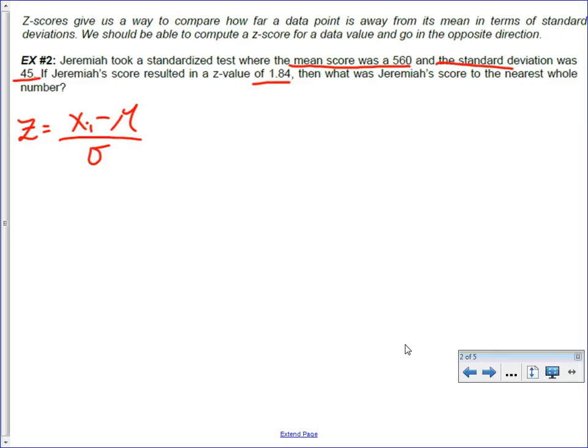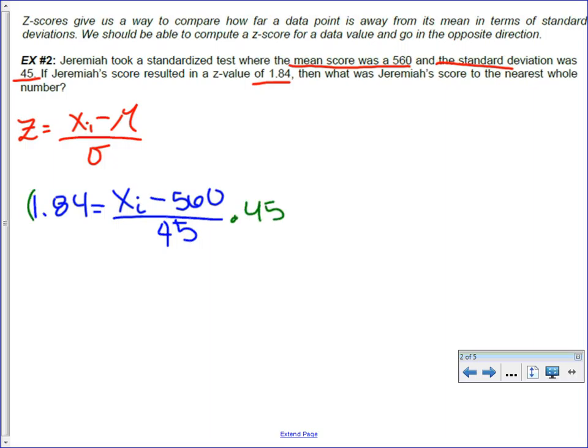Okay, so we're working backwards a little bit. So we're going to plug in what they gave us. The z-score, 1.84. We're looking for the data point. The mean is 560, and the standard deviation is 45. Okay. So what can we do here to solve for our data point, or x? What I'm going to do is multiply both sides by 45.